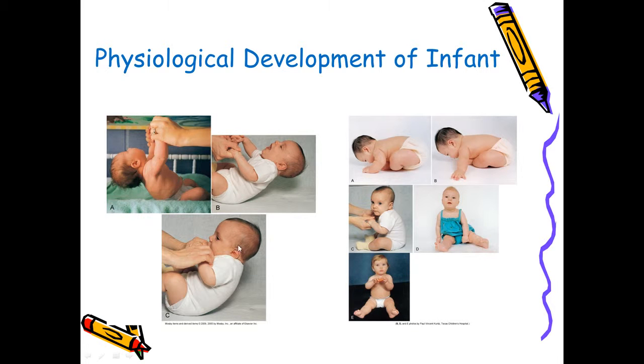Here we have an infant sitting at 1 month, 2 months, 4 months, 7 months, and about 8 or 9 months here. So you can see within a year's time how quickly they develop physiologically and psychologically.